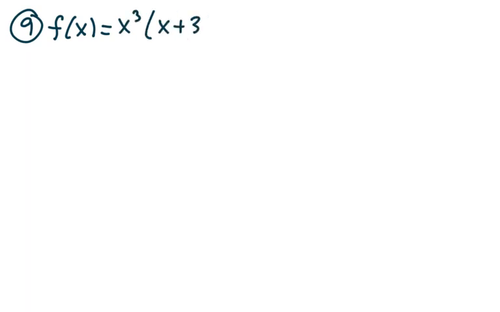Let's take a look at example 9. Suppose I had the following. Suppose f of x is equal to x cubed times x plus 3. I have no idea what to do with the product of two functions just yet. But what I do know is the distributive property. And so what I can legally do is take x cubed times x, which is x to the 4th, and then I'm going to add x cubed times 3, which is 3x cubed.